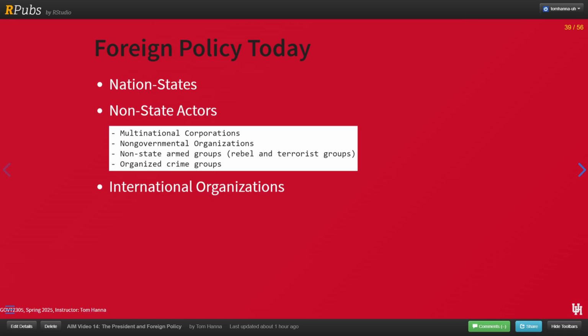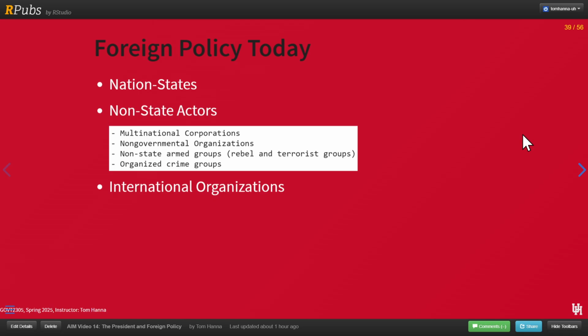Non-governmental organizations are another area. Here I'm talking about primarily nonprofit organizations. You can think of organizations like Doctors Without Borders, the International Red Cross and Red Crescent, and other kinds of international non-governmental organizations. These are typically organizations doing humanitarian work. Some of them are associated with the international organizations that I'll get to, but not actually part of them.